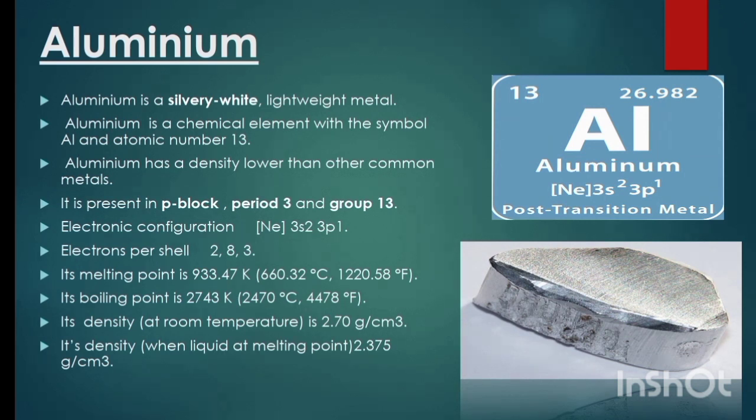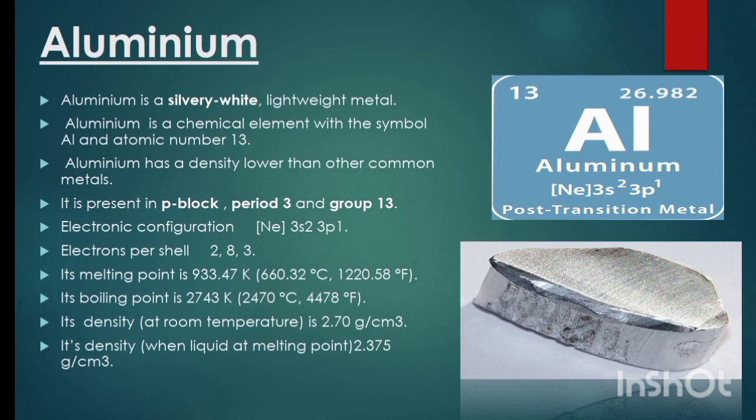Aluminium is a chemical element with symbol Al, atomic number 13, and its mass number is 26.98. Aluminium is a silvery white lightweight metal. You can see its texture in this picture. Aluminium has a density lower than other common metals because it is lightweight. It is present in p block, period number 3 and group 13. Electronic configuration of aluminium is given.